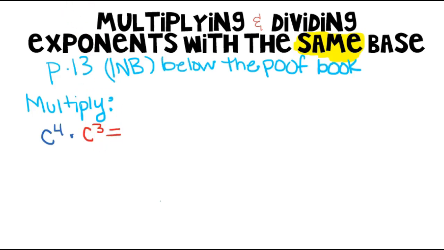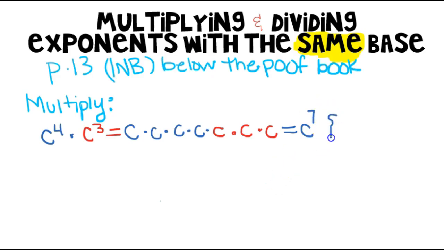Okay, now we all know one way of doing that. We can expand this formation. C to the fourth power would be c times c times c times c, multiplied by c to the third power, expanded, is c times c times c. Since we have all these c's right here, we can count them up. 1, 2, 3, 4, 5, 6, 7. So c to the fourth times c to the third is actually c to the seventh.